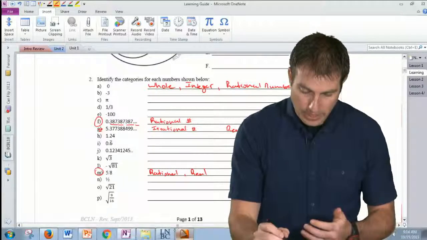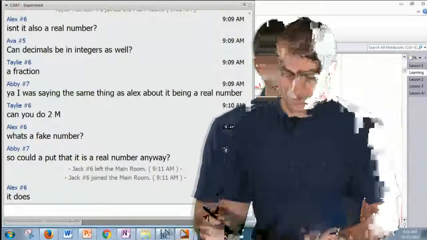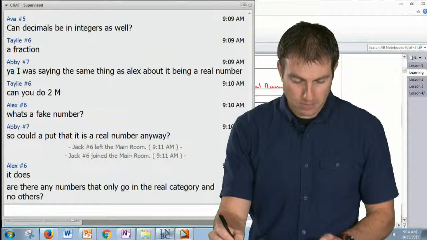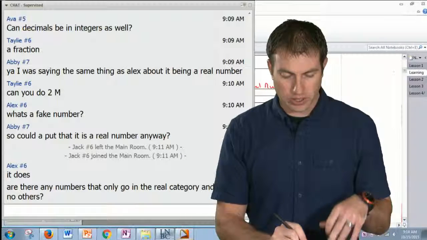Hopefully that helps. Let's see if we have some other questions here I can get to. Isn't it also a real number? We kind of dealt with that. Are there any numbers that only go in the real category and no others?